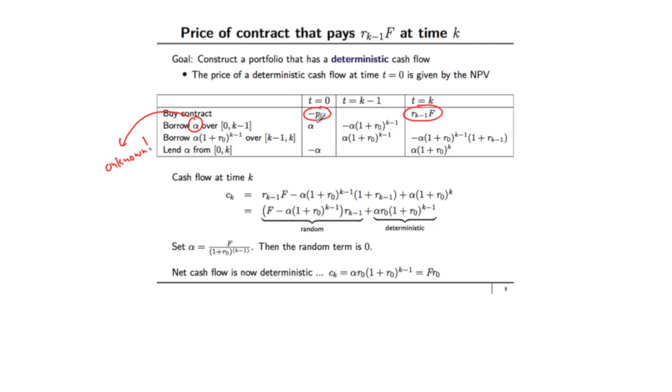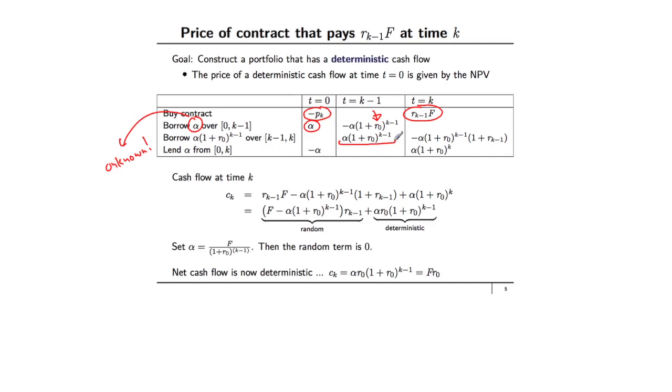So I end up getting alpha inflow at time t equal to 0, and I have to pay out minus alpha times 1 plus r0 to the power k minus 1. And notice the amount that I have to pay out depends on the interest rate at time t equal to 0, because that is where I'm going to borrow. Next, I'm going to borrow alpha times 1 plus r0 to the power k minus 1 amount over the period k minus 1 to k. So this is the inflow that happens at time k minus 1.